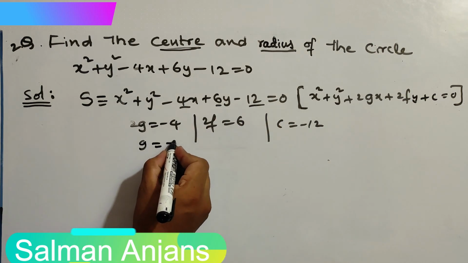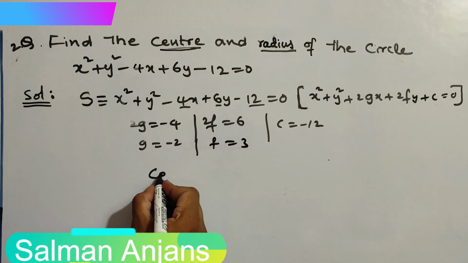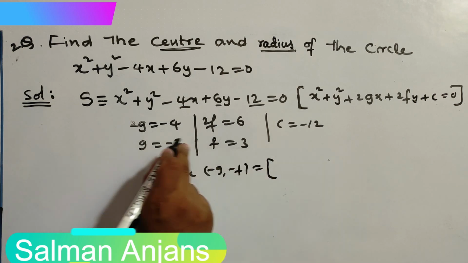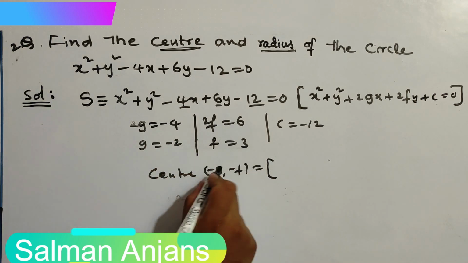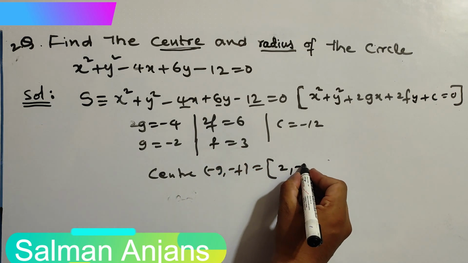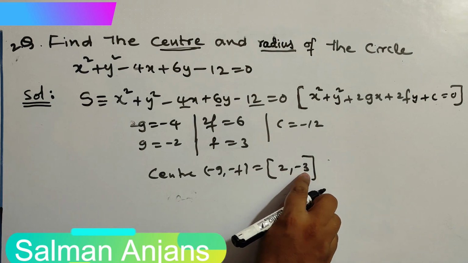Then g equals minus 4 by 2, that is minus 2, and f equals 6 by 2, that is 3. Center is minus g comma minus f. So g is minus 2, then minus g is plus 2; f is 3, then minus f is minus 3. So minus g, minus f is 2 comma minus 3.